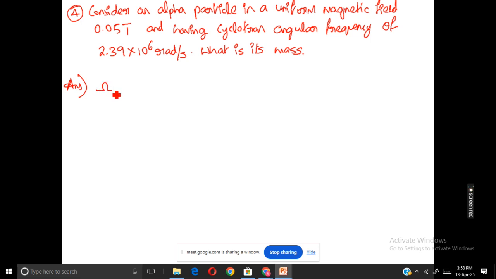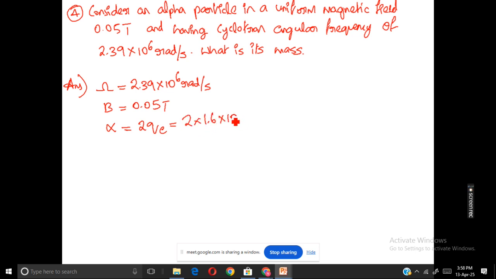Consider an alpha particle in a uniform magnetic field of 0.05 Tesla and cyclotron frequency omega is given as 2.39 into 10 raised to 6 radian per second. Magnetic field is given as 0.05 Tesla. Charge of alpha is basically 2 into charge of an electron. So it will be 2 into 1.6 into 10 raised to minus 19. Mass we have to calculate.